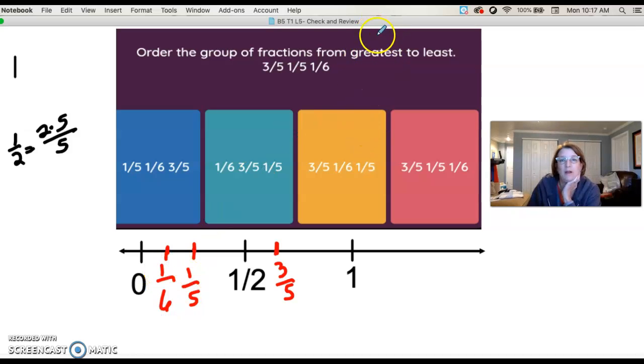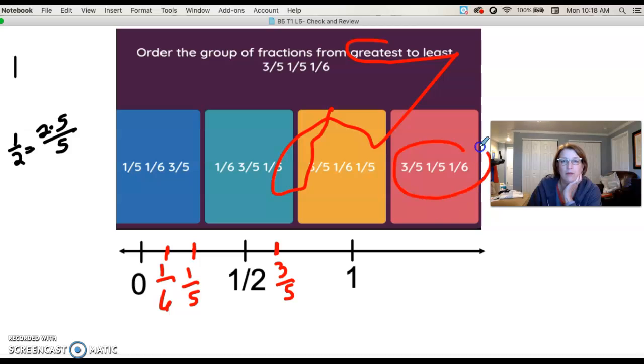Now here's what you have to be careful of. This says greatest to least, and even when I did the quizzes, I missed these because I didn't read carefully. Oh, that's pretty. How about that? The biggest one is 3/5, then 1/5, and then 1/6. So that red one here would have been the correct answer.